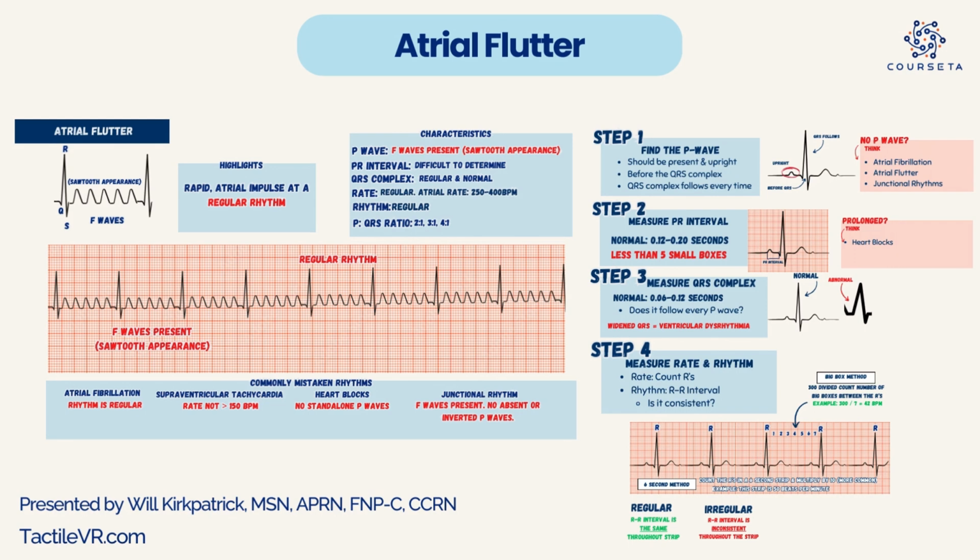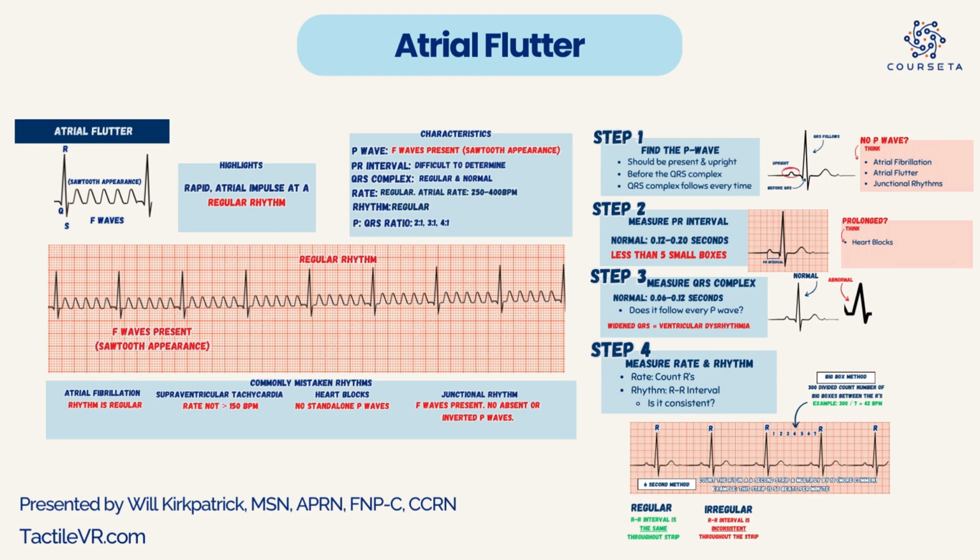So step number one, let's look at the P wave. Well, in this case, there's really not any evident P waves. There's a bunch of fibrillation waves, as you guys can see there, that are very sharp and upright. All right, so step number two, measure the PR interval. There's no clear way to actually measure the PR interval, so we're going to skip over that. It's not a heart block.